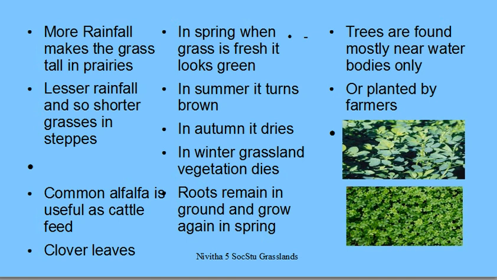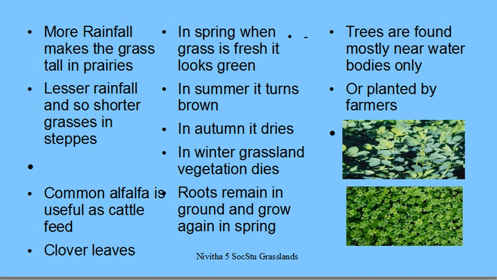In spring, the grass is fresh and it looks green. This is about the way things change in the grasslands according to the changes in climate. During spring, the grass is fresh and looks green. In summer, it turns brown. In autumn, it dries and becomes the color of amber, or dried up grass, and in winter, most of the grassland vegetation dies. But the roots in the ground remain as they are. And then the roots start sprouting up again in spring.